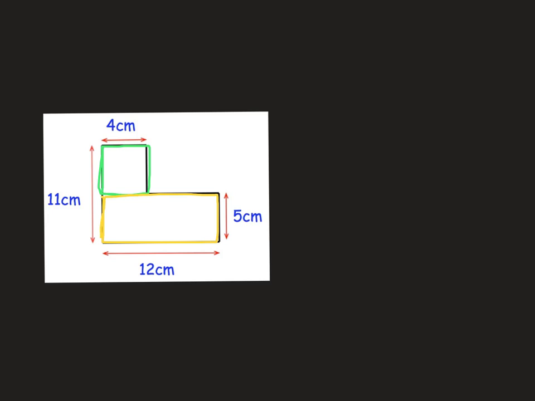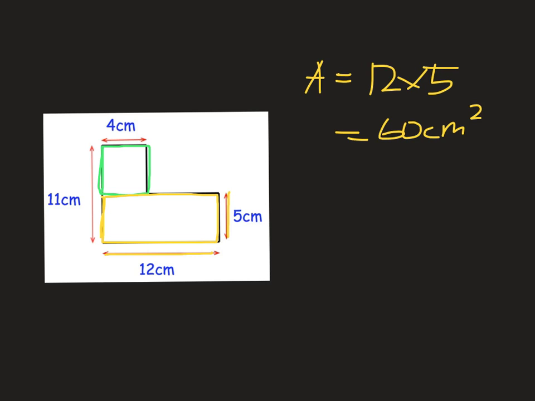Just because I've got my yellow pen out, you can see that I'm already given the length and the width here. So this one's been straightforward. The area of the yellow is going to be equal to the length times the width. So 12 times 5, I know 12 times 5 is 60. So that's 60 square centimeters, remembering my units.